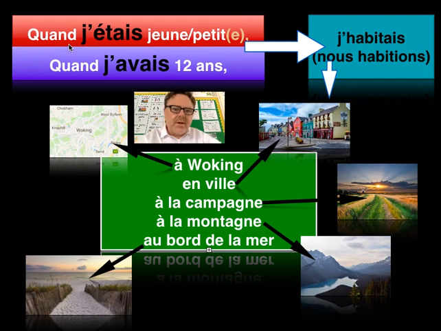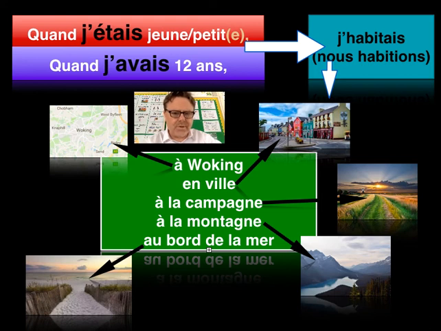Quand j'étais jeune, when I was young, or quand j'étais petit, when I was little. Or alternatively, quand j'avais douze ans, when I was 12. Notice this j'avais, because with regards to age in French, we use avoir instead of être. Literally, when I had 12 years old. J'habitais, I used to live, or nous habitions, we used to live. À Woking, in Woking. En ville, in town. À la campagne, in the countryside. À la montagne, in the mountains. Or au bord de la mer, by the seaside.